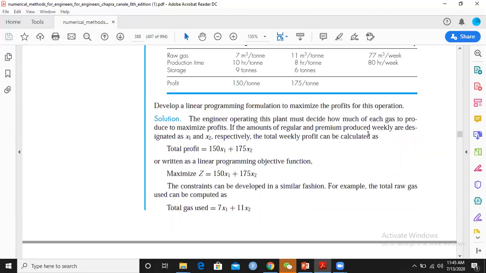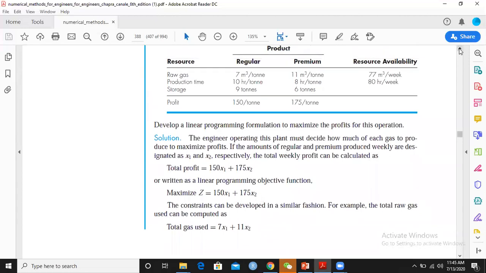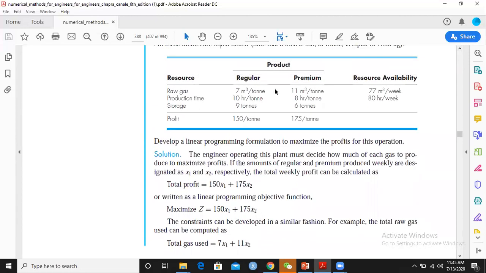If the amounts of regular and premium produced weekly are designated as X1 and X2 respectively, the total weekly profit can be calculated as follows. The total profit is equal to 150 times the regular and 175 times the premium. So 150 X1 plus 175 X2. Okay, so this is the objective function. Okay, so you can see how swiftly we have designed the objective function.